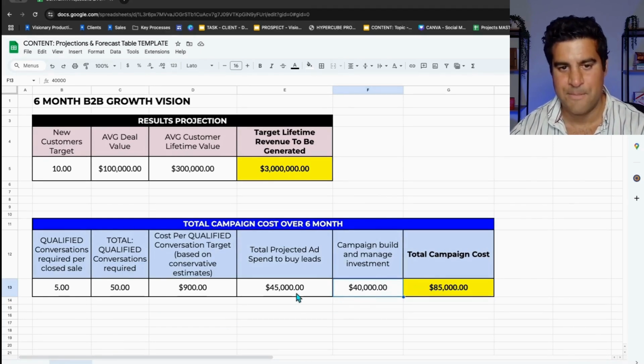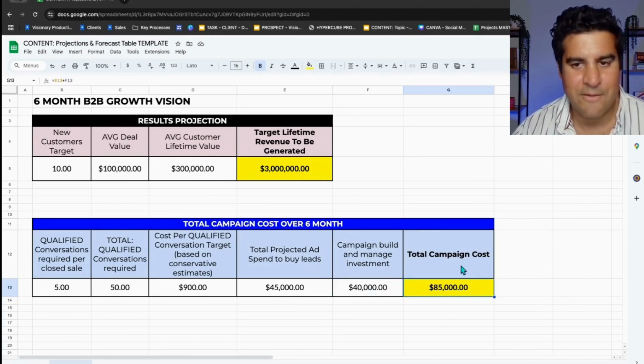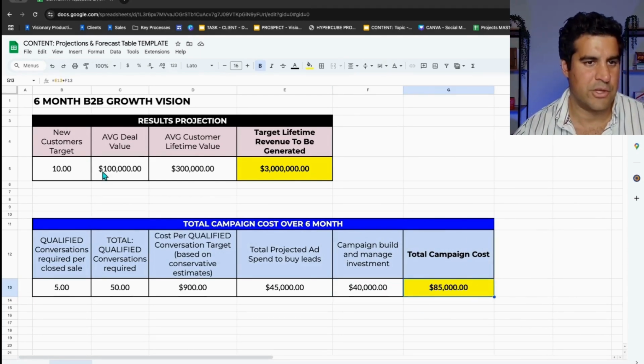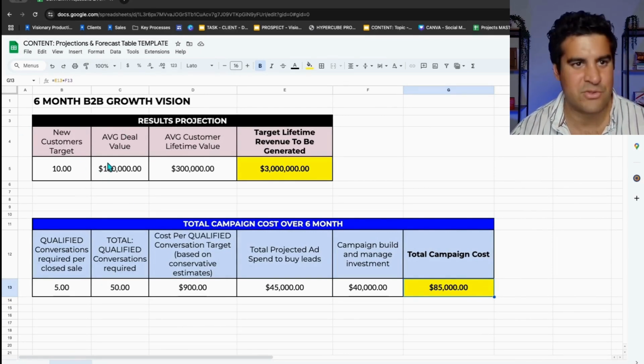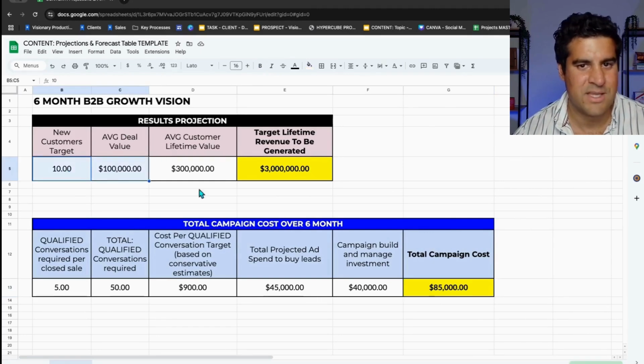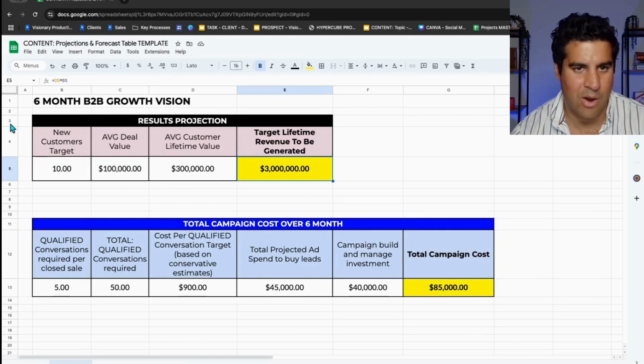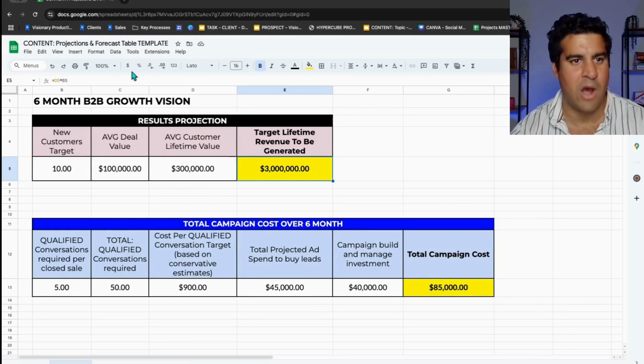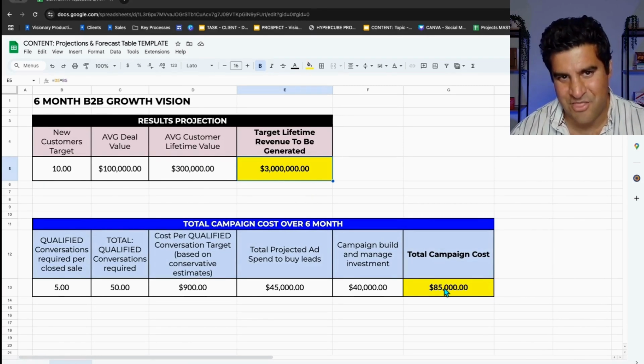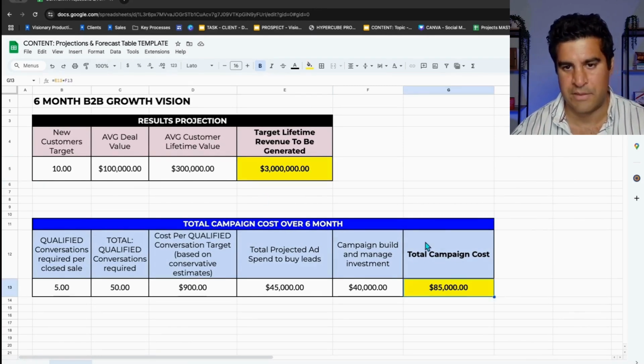So now we can see that the total spend on the campaign is $85K. For that $85K total spend, we're going to achieve $1 million in revenue in that first lot of deals, or that first year, from those 10 customers. And then we're going to achieve $3 million in lifetime revenue. So you can see in that first batch of deals, there's more than a 10x ROI, which is quite standard for a B2B high ticket campaign. And then there's a 30x plus ROI over the lifetime.